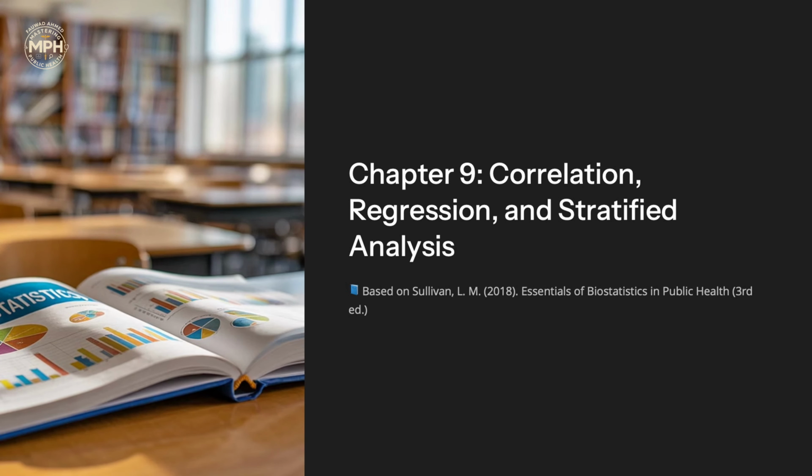Welcome to Chapter 9, Correlation, Regression, and Stratified Analysis. This video content is based on Essentials of Biostatistics in Public Health by Lisa M. Sullivan. In public health, we don't just describe relationships, we analyze and explain them. This chapter explores how we account for confounding, test for effect modification, and use regression techniques to model complex data.